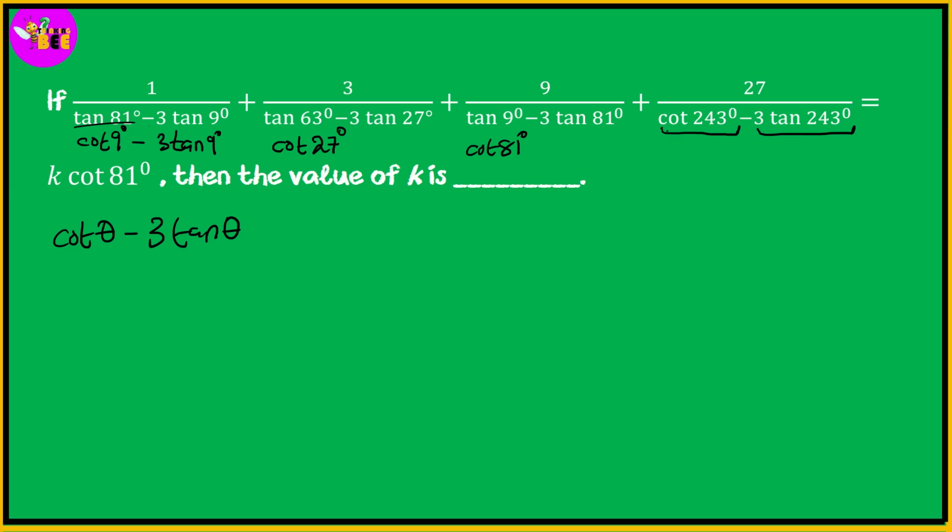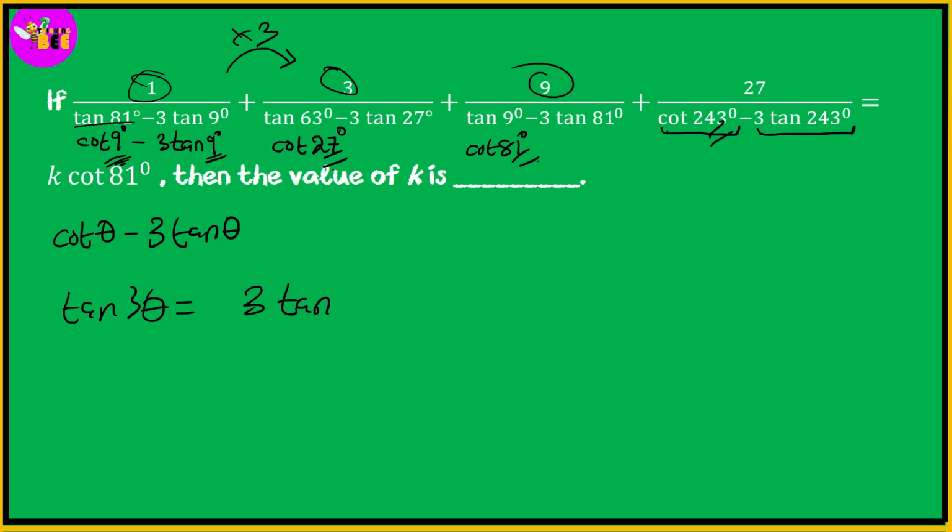Now, if you also observe each of the terms, the numerators are multiplied by 3 and also the angles are multiplied by 3: 9, 27, 81, 243. So, with this we can say that our next step of action would be to take the tan 3x formula. Tan 3 theta would be equal to 3 tan theta minus tan cube theta by 1 minus 3 tan square theta.